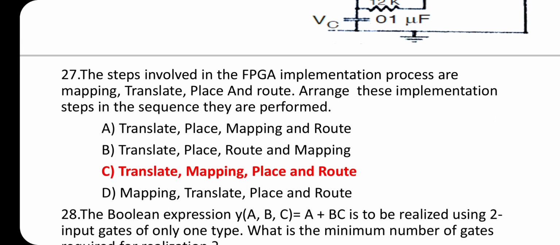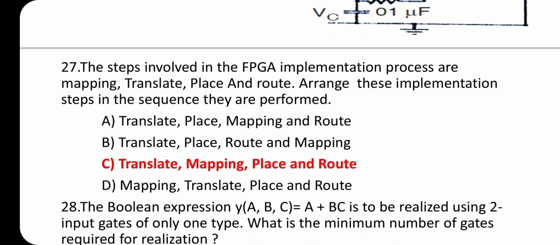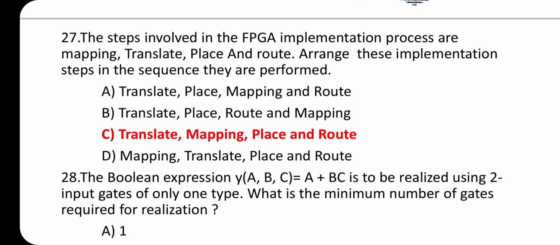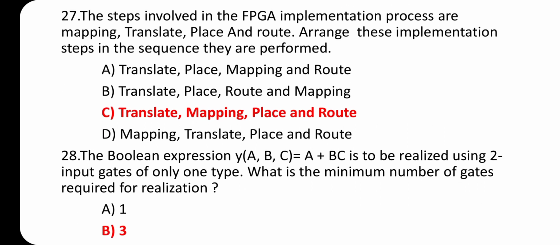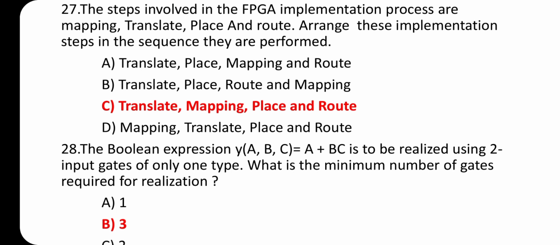The steps involved in the FPGA implementation process are mapping, translate, place and route. Arrange these implementation steps in the sequence they are performed. Option C. Translate, mapping, place and route is the correct procedure.